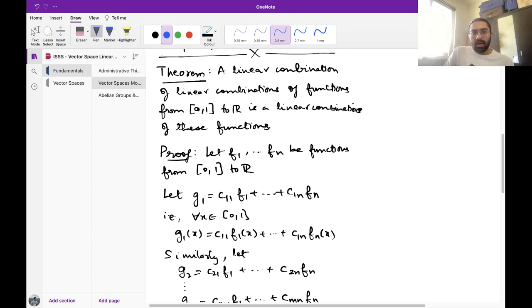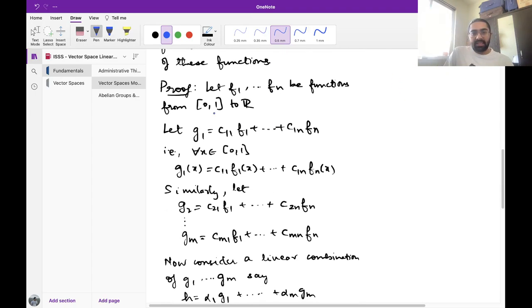So if you see here, a linear combination of functions from 0, 1 to R. So I have some functions f which take elements from 0, 1 and map them onto R. I'm saying that a linear combination of these functions is again a linear combination of the original functions. So let's say I have f1 to fn as functions from 0, 1 to R, and I'm constructing some function g1 using some constant c1 and so on.